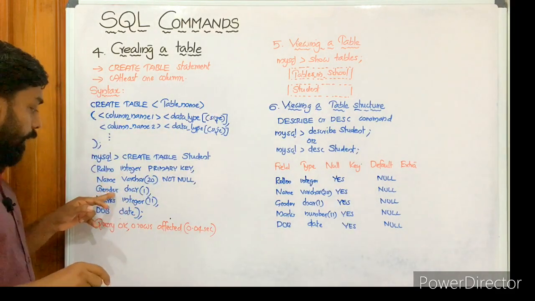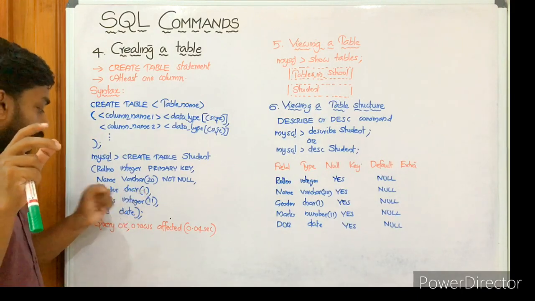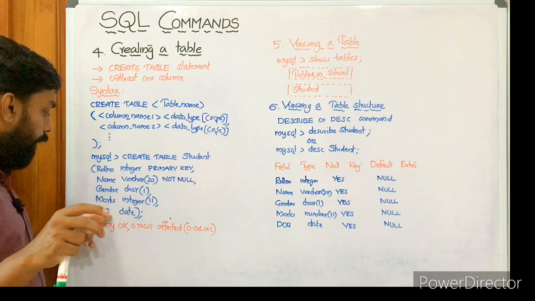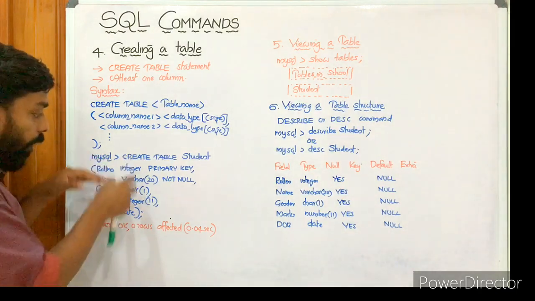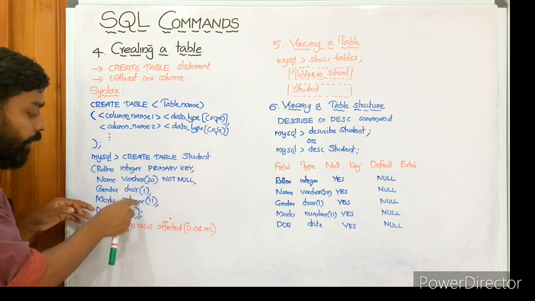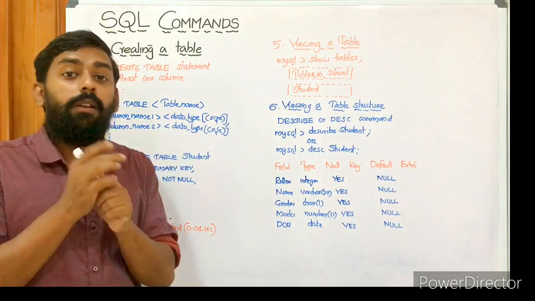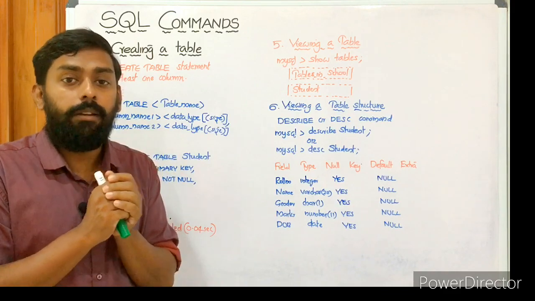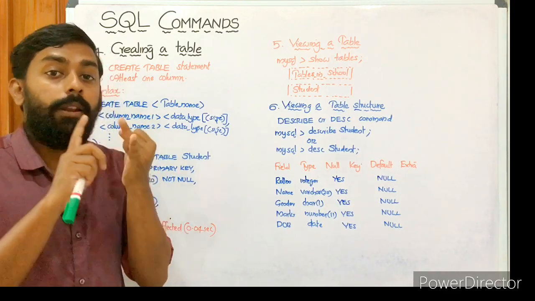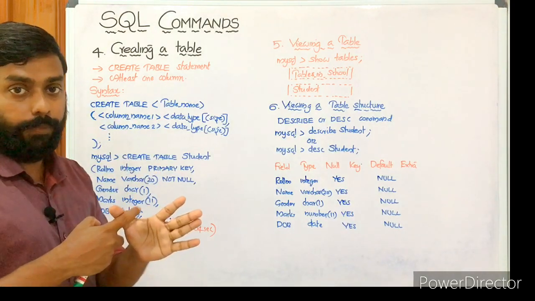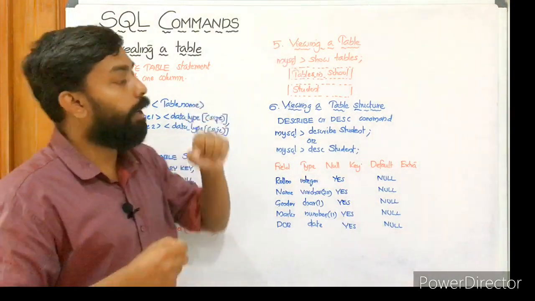Then gender, that's the third column, char 1 data type. Then marks, integer 11, DOB, date. All these columns are separated using commas. Finally, closing parenthesis, semicolon. When you execute this command, a table with the name student will be created with columns roll number, name, gender, marks, and DOB. Then viewing a table.